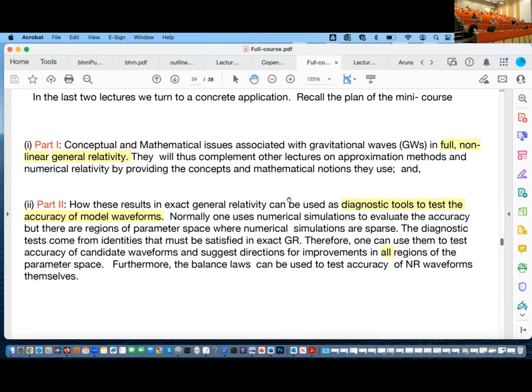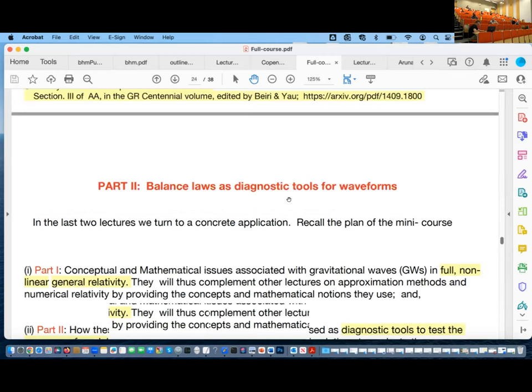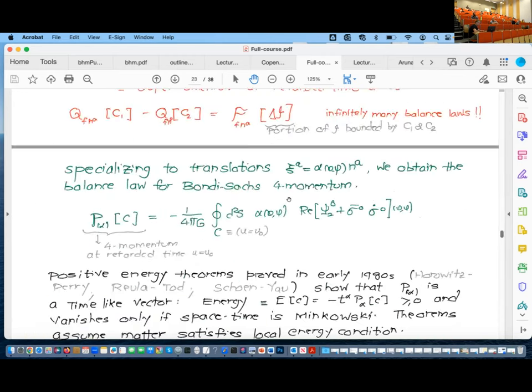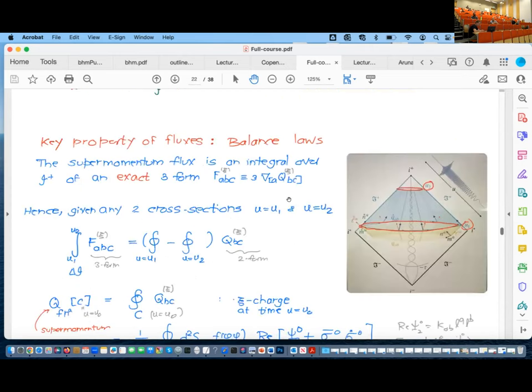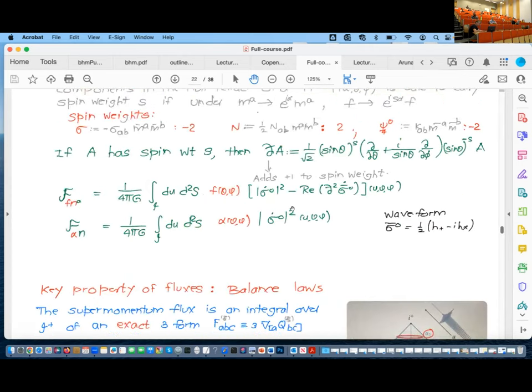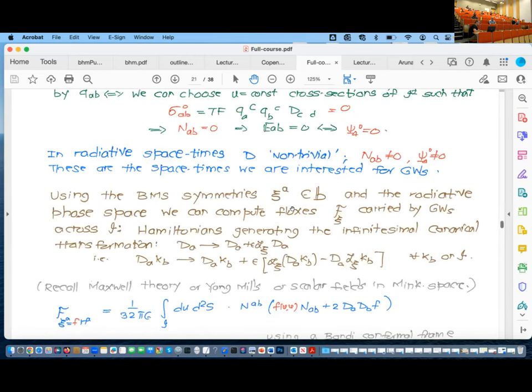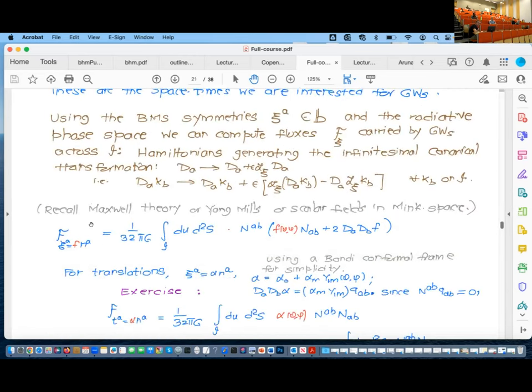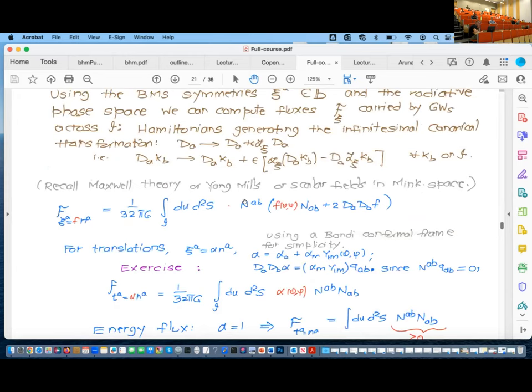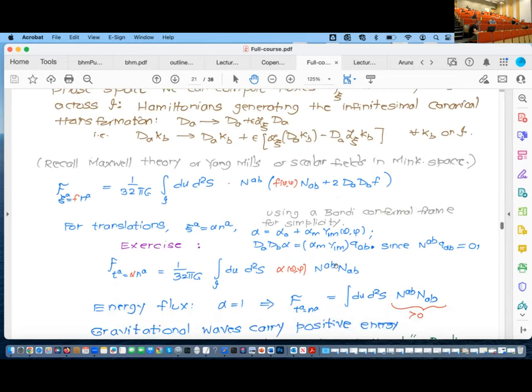The second question was about memory. And the statement is that memory really has to do with exactly this soft part that I talked about. So here, as we said, I got supermomentum, and supermomentum has a term which is quadratic and a term which is linear. And the memory has to do with this linear term. And this linear term disappears here.